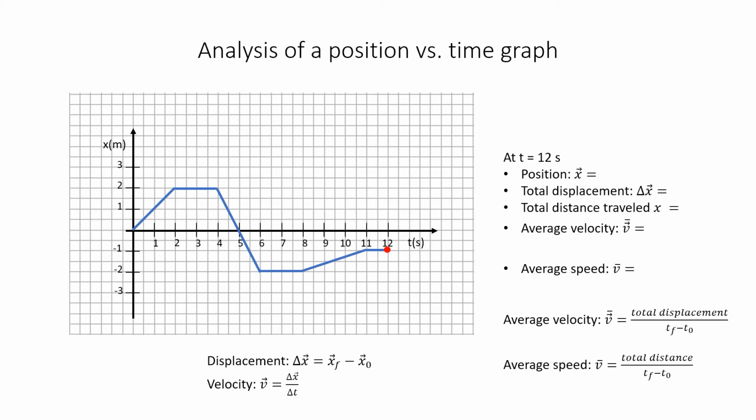Now let's look at what's going on at t equals 12 seconds. I'd like you to stop the video and do this calculation yourself, if you would. Find the position, total displacement, distance traveled, average velocity, which is total displacement over the time increment, and average speed, which is total distance over the time increment.